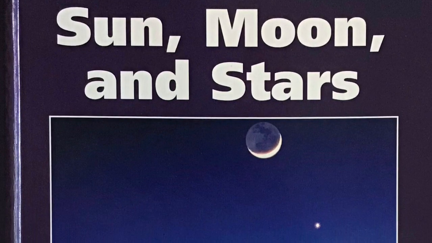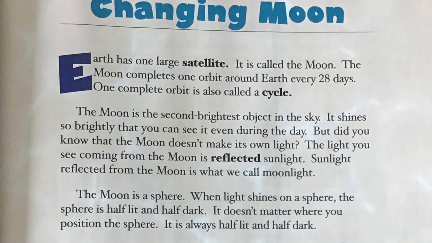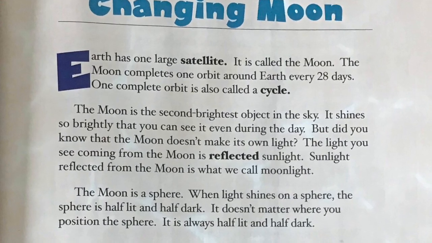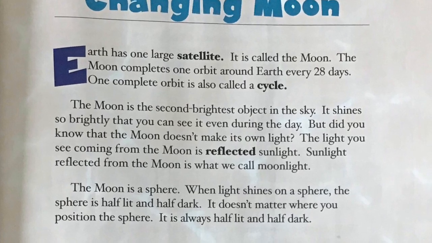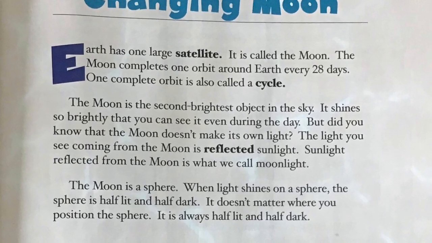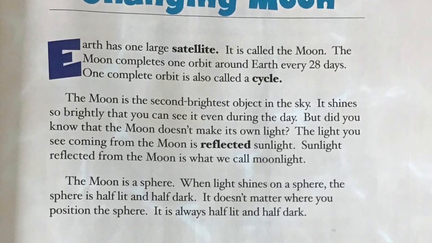Changing moon. Earth has one large satellite. It's called the moon. The moon completes one orbit around Earth every 28 days. One complete orbit, so one time around, is also called a cycle. The moon is the second brightest object in the sky. It shines so brightly that you can see it even during the day.